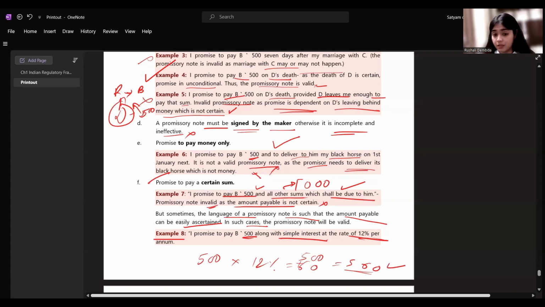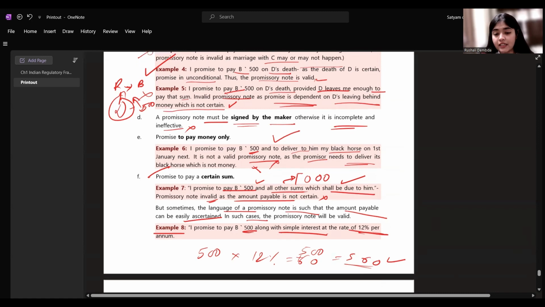Now here there is a certain amount. The words of the promissory note are clear and easily ascertainable. I can easily make 12% out of 500 rupees. That is 60 rupees. So this is very much clear. Okay. I hope we are clear with promissory note.